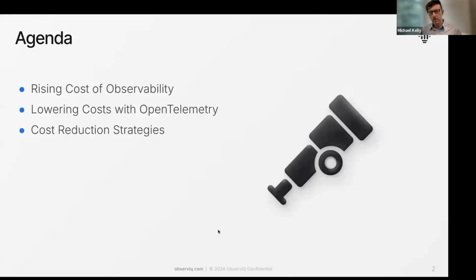So we'll go through a little bit about some of the causes of the rising costs, and then some specific ways we can lower costs with OpenTelemetry, and then strategies you can use when you're deploying this in your environment. And as we're going through that, I'll share some demos and show the practical implementation of some of these cost reduction strategies.